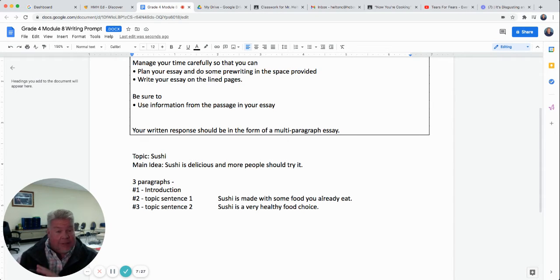Then I can write some sentences about the rice and the fish. Sushi is a very healthy food choice. I didn't say sushi is healthy because it is low in fat. I didn't say that. Now I can have some more sentences about that. So that's what I mean by saying make your topic sentence very broad. Then you can describe it with some super sentences like we wrote. Okay, that's your goal today.